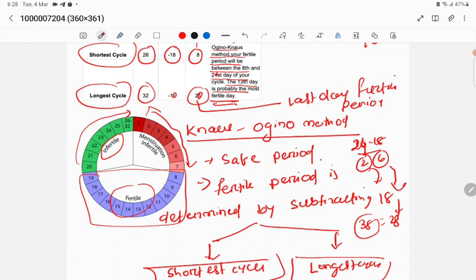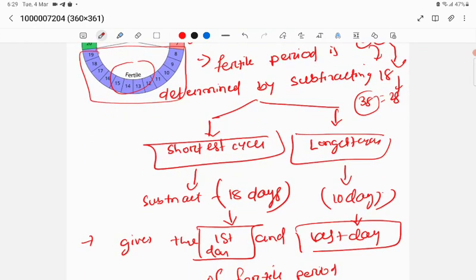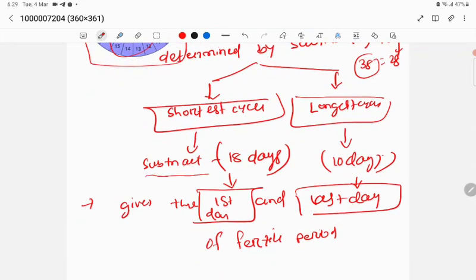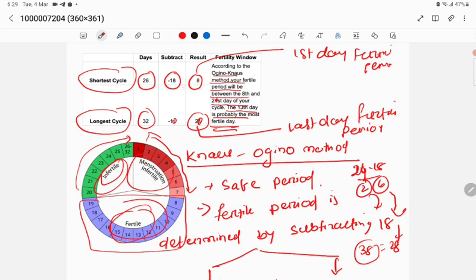If it is an irregular cycle, this Knaus-Ogino method is very, very important. For the shortest cycle, you minus 18 days and get the first day. For the longest cycle, you minus 10 days and get the last day. This is the range of the fertile period. You can see this is the fertile period, this is the infertile period, and this is menstrual infertility. You can discuss this further.